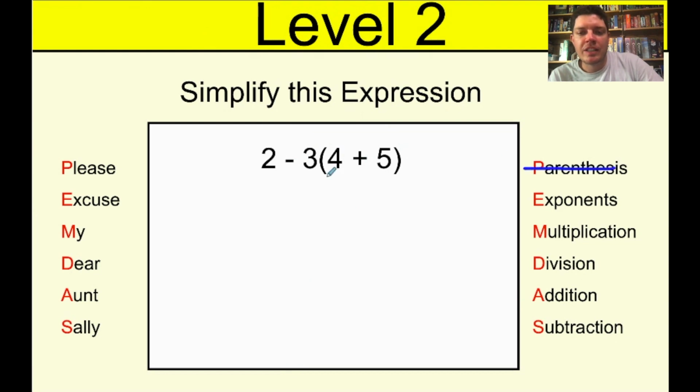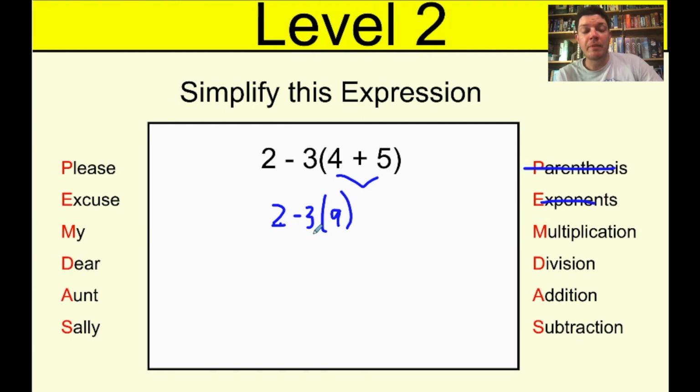Let's take care of the parentheses first. 4 plus 5 is 9, so we're going to have 2 minus 3 times 9. Okay, now no exponents. Let's take care of the multiplication.